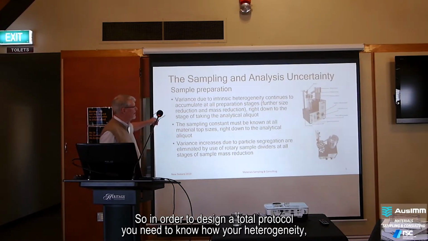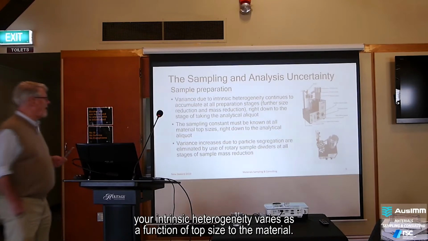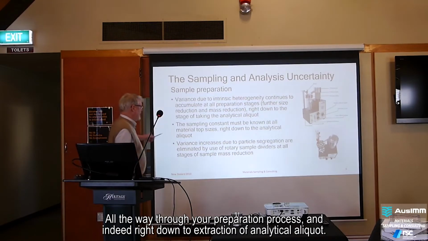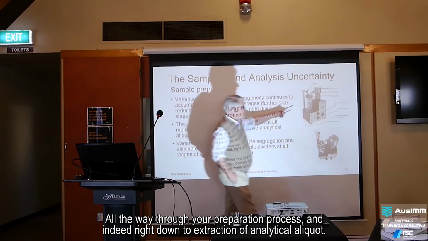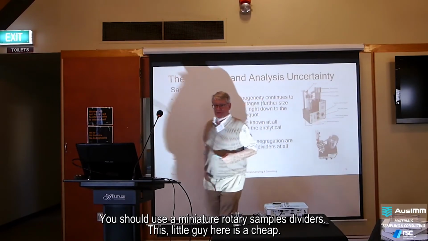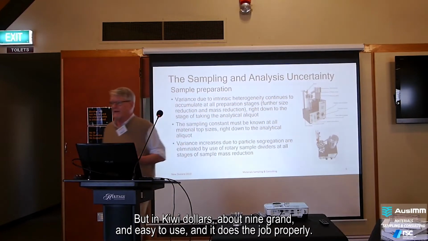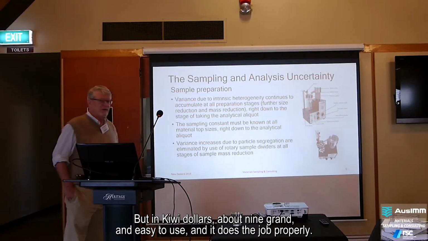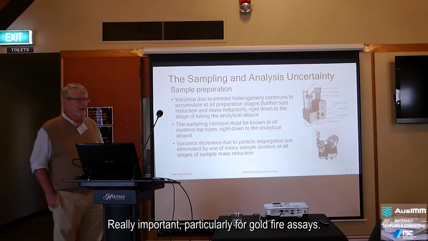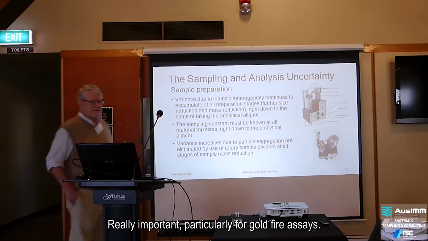So, in order to design a total protocol, you need to know how your intrinsic heterogeneity varies as a function of top size of the material, all the way through your preparation process, and indeed, right down to extraction of the analytical aliquot. You should use a miniature rotary sample divider. This little guy here is cheap. It's about, in Kiwi dollars, about $9,000, and easy to use, and it does the job properly. Really important, particularly for gold fire assays.